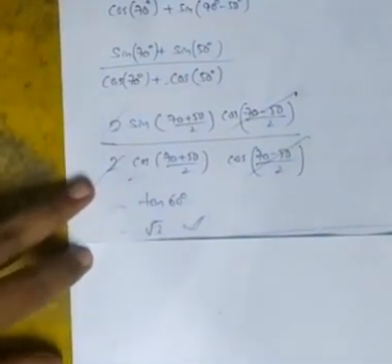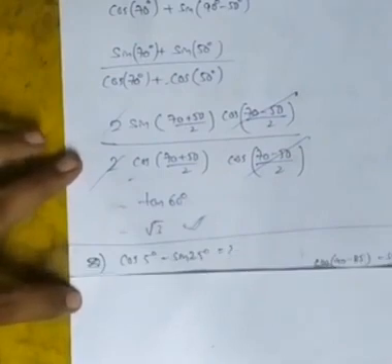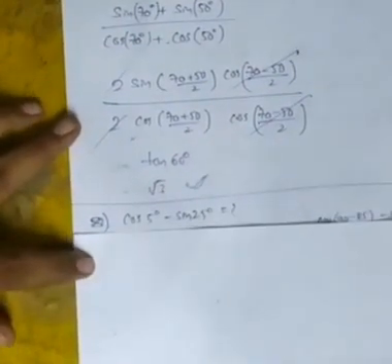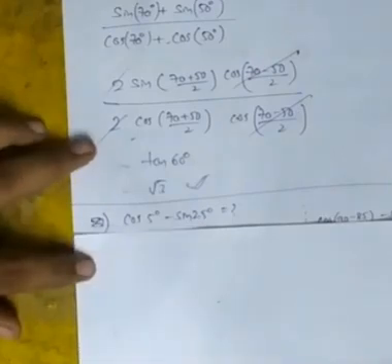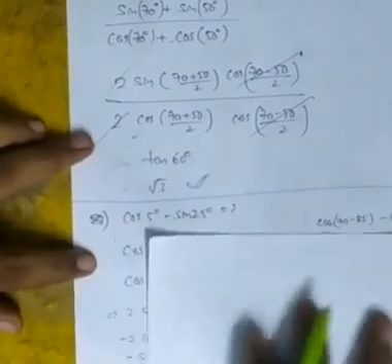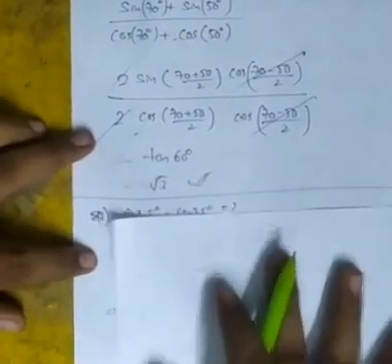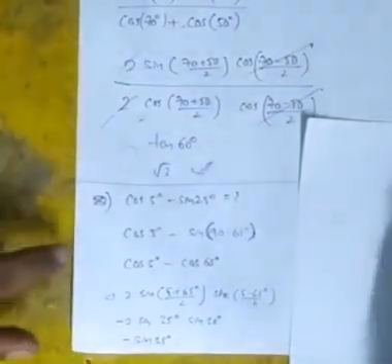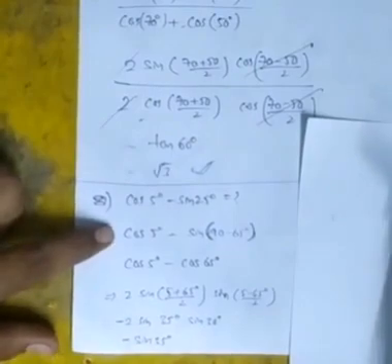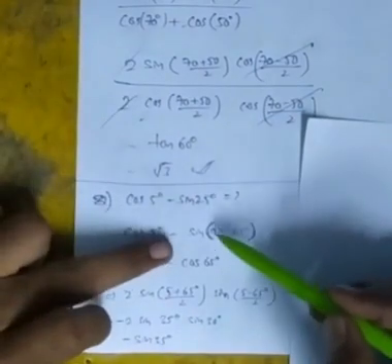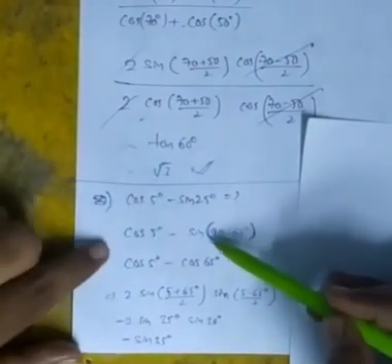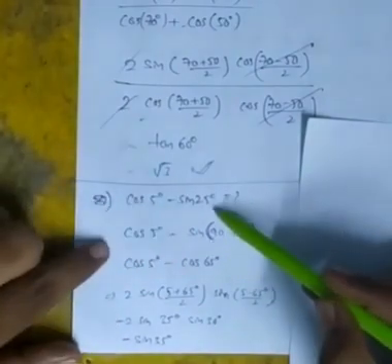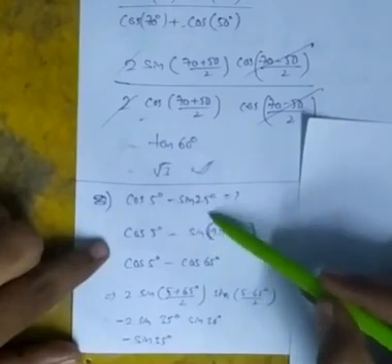So next question, the next and last question, the 8th question. This question can be solved in two methods. So we'll see the first method. The first method goes like this. Cos 5 minus sin 25, where 25 can be written as 90 minus 65. Because 90 minus 65 is 25, sin will be cos.